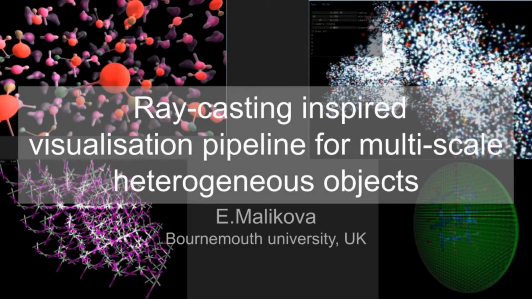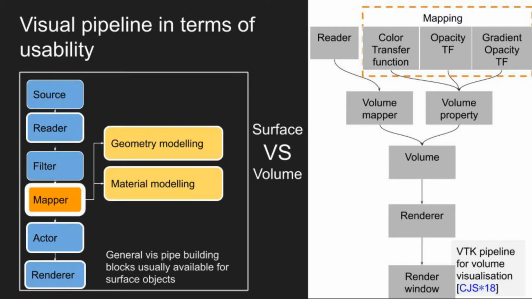The modern visualization framework provides a wide range of mapping procedures based on geometry and material modeling. However, all richness of mapping is reserved for surface objects. The visualization of volume objects is limited to volume rendering technique, customized only by a transfer function.